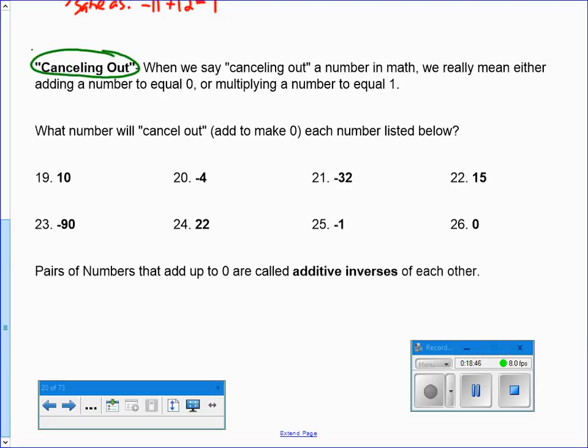Alright, so there's two things we usually mean when we say canceling out. What we really mean is we're going to add a number to make 0, or we're going to multiply a number to make 1. On this one we're going to focus on adding a number to make 0. Alright, so these numbers are called additive inverses. So they're two numbers that we add together and make 0.